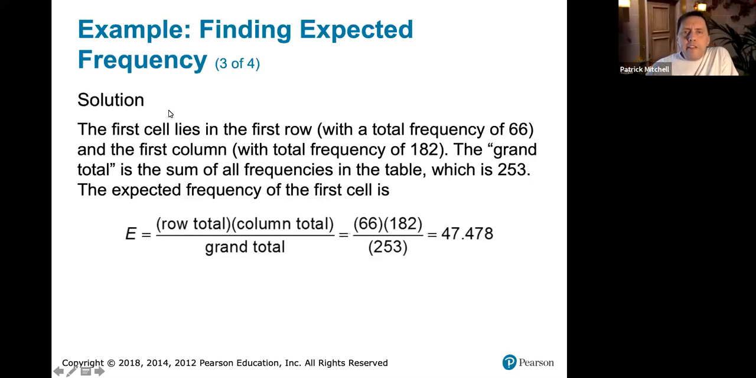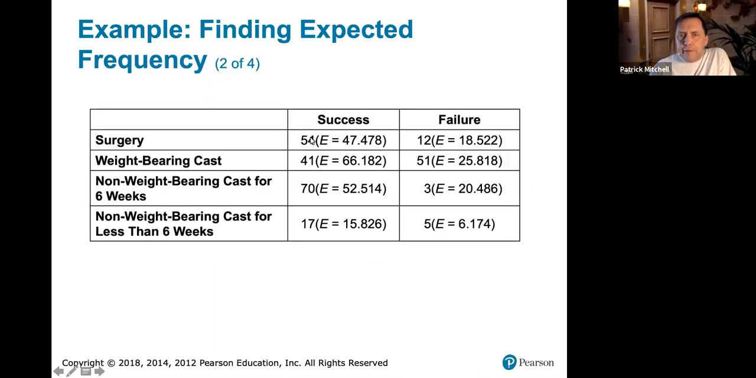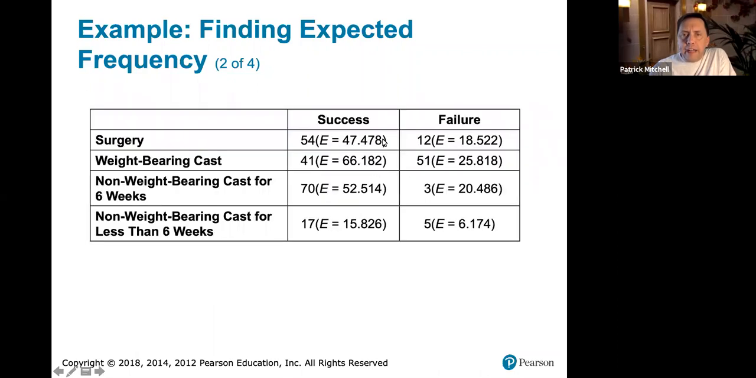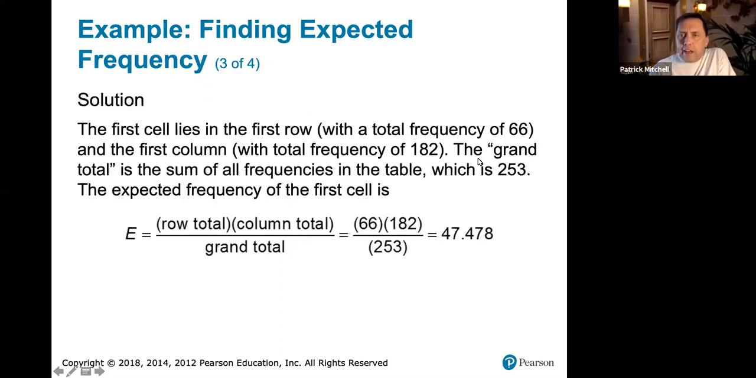The first cell lies in the first row with a total frequency of 66. See, 54 plus 12 is 66, so that's the row total. And the first column with a total frequency of 182. So these 4 numbers here, 54, 41, 70, 17, add up to 182. The grand total is the sum of all the observed frequencies in the table, which is 253. You can take my word for that for now. You'll see it in the Excel spreadsheet.